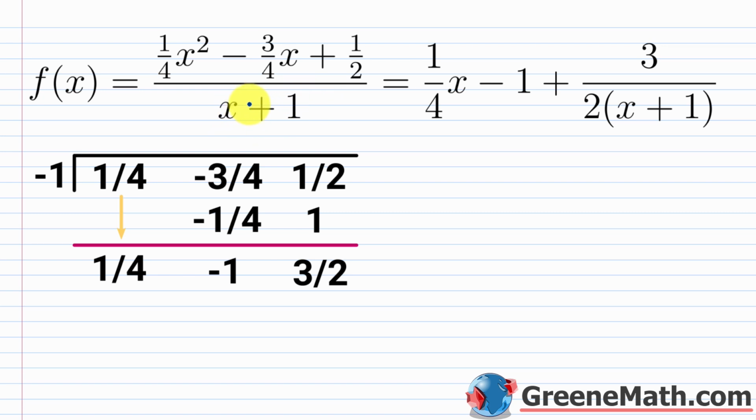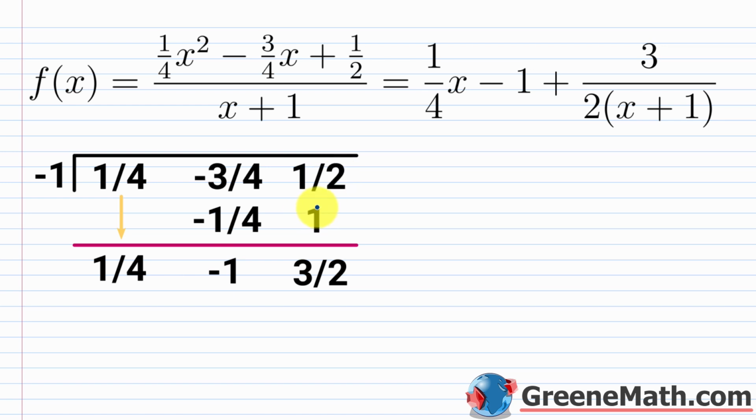So we're going to change this into x minus a negative 1. And so negative 1 goes right there. And then you're just going to grab your coefficients. So 1/4 goes here, negative 3/4 goes here, and then 1/2 goes here. So then we can just do our synthetic division. So drop this down. Negative 1 times a fourth is negative 1/4. Negative 3/4 plus negative 1/4 is negative 1. Then negative 1 times negative 1 is positive 1.